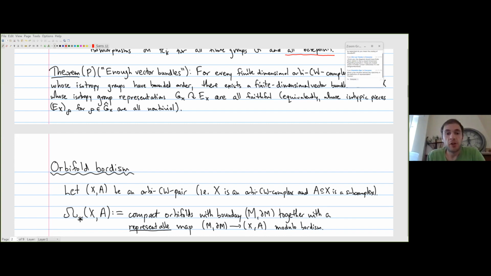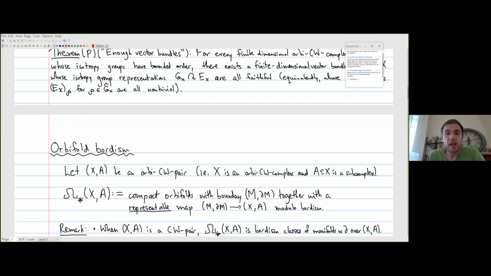And I'm going to impose the requirement that these maps are representable. So in particular, if X comma A is an ordinary CW pair, that is, if when you glued it up out of cells, you always took gamma to be trivial, then this is just usual bordism classes of manifolds, because if you have something with a representable map to a space, well, the domain better have trivial isotropy, because representable means injective on isotropy groups.